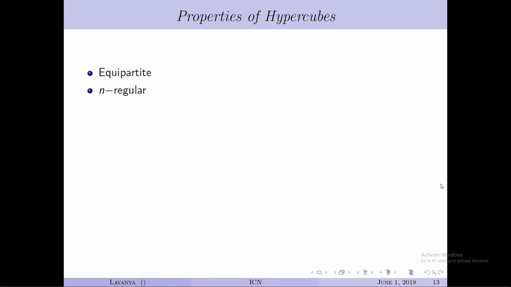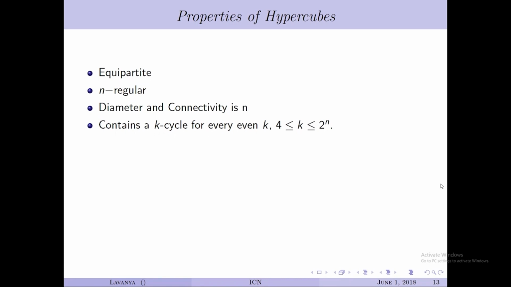Both the partitions have equal number of vertices, and then n-regular, this we have seen, and diameter is n on 2 power n nodes. Okay, so everywhere we are on 2 power n nodes, but we are talking in terms of the power n, which is a log factor, right. Not only is the diameter n, connectivity is also n. Vertex connectivity and edge connectivity, both are n here. So you have to remove at least n nodes to disconnect the graph.